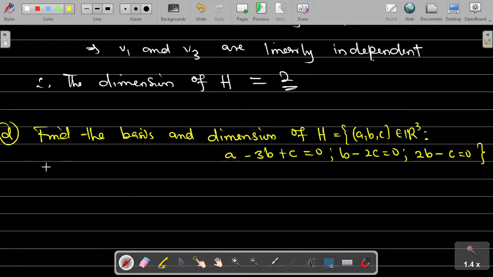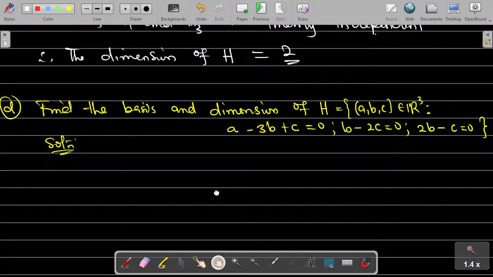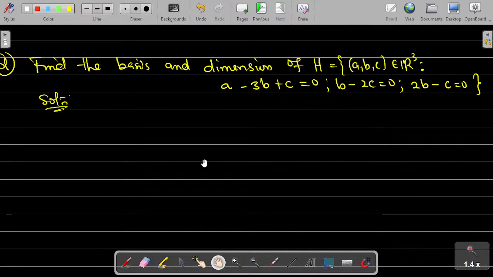This is a very beautiful example. In fact, they've almost completed what you're supposed to do by giving you this kind of set. And they even started by giving us a hint. So you just form a matrix from this set. So you can write it out this way: A minus 3B plus C is equal to 0, then B minus 2C is equal to 0, and 2B minus C is equal to 0.